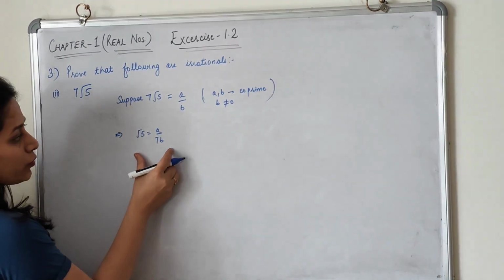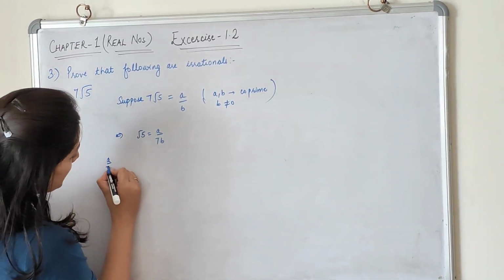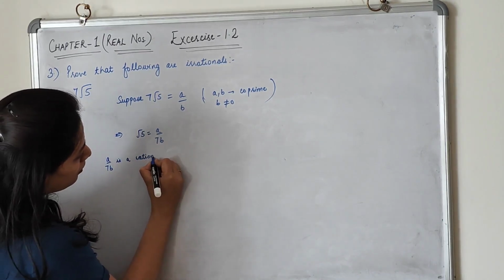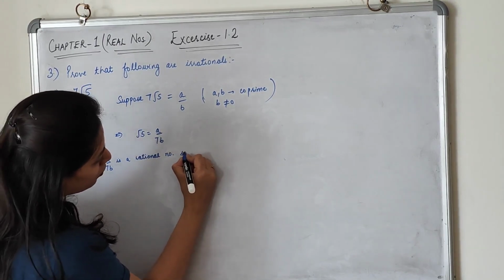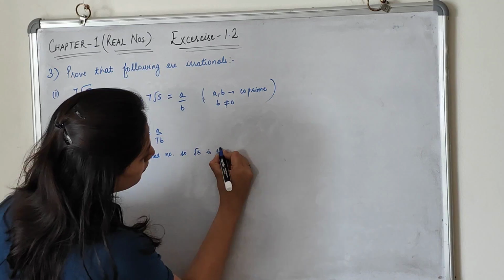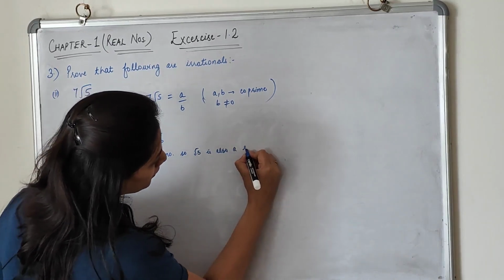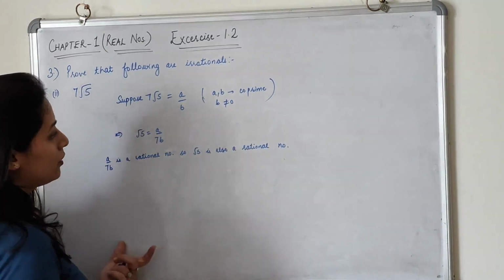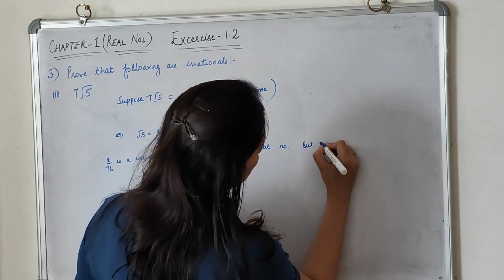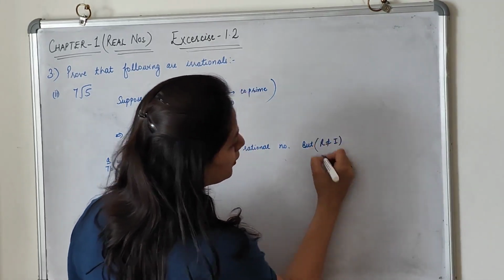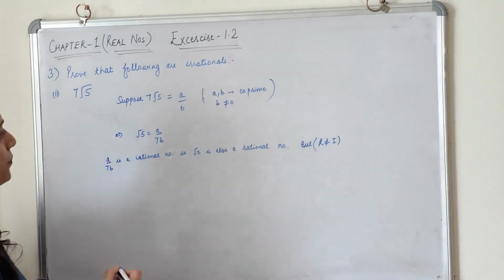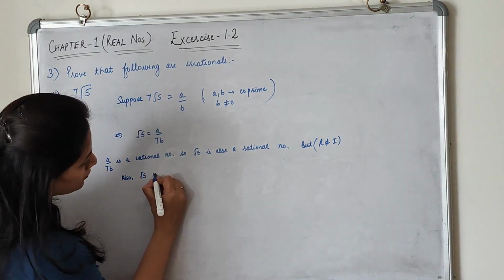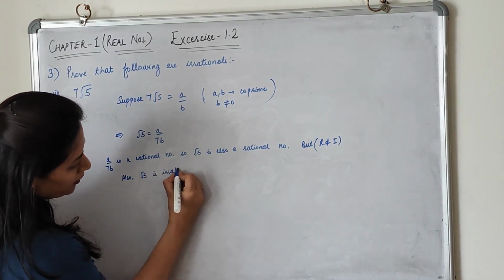From this equation, what we observed? A by 7B is a rational number. So, root 5 is also a rational number. But a rational number cannot be equal to irrational. Also, root 5 is irrational.